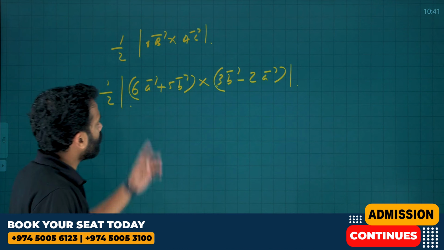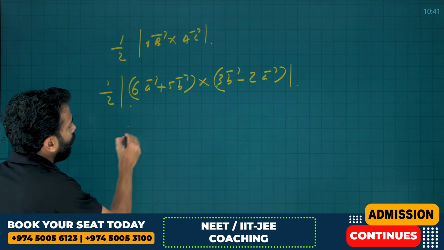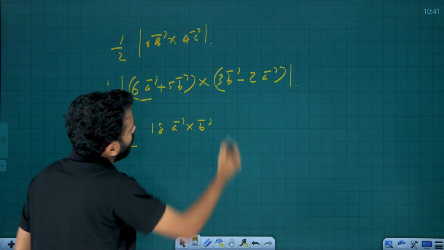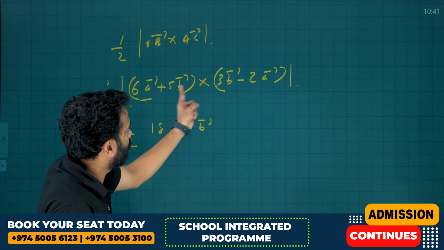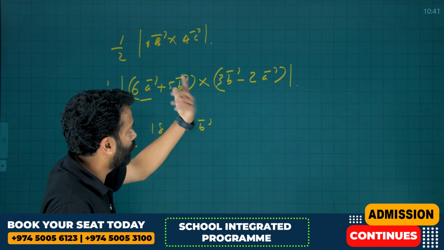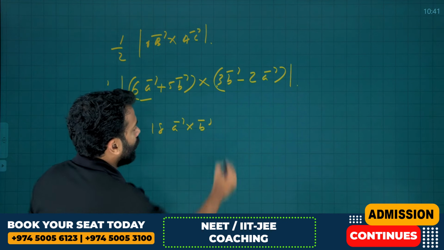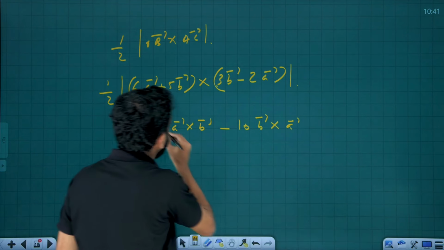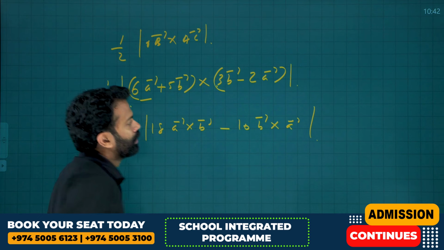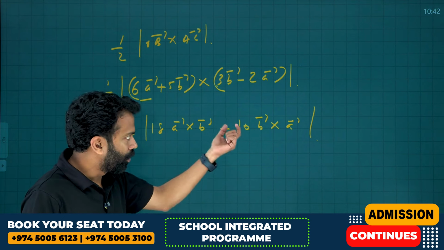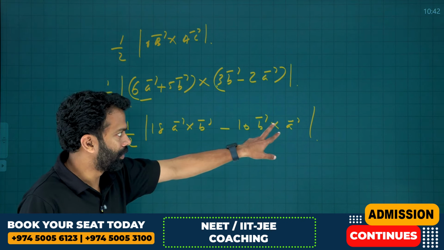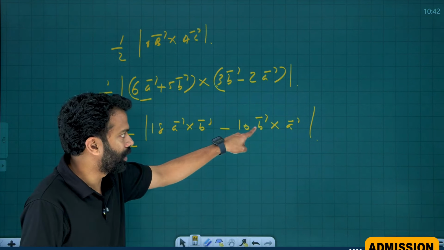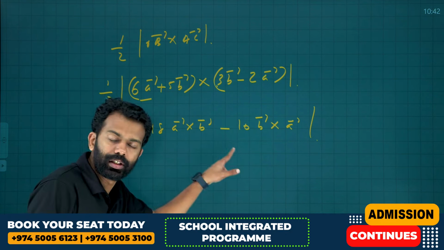If you open it, you will get half into 18 into vector A cross vector B. 6 vector A, 3 vector B. This will get cancelled. 5 vector B into 3 vector B got cancelled. This will be minus 10 into vector B cross vector A. So, what is the result of this one? See, we cannot add this one. For that, we need to interchange this using the properties of cross product. This becomes minus of vector A cross vector B. That minus and this minus becomes plus.